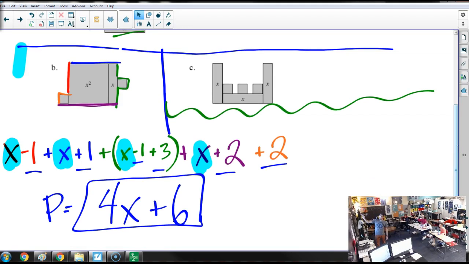So in C, try it on your own. Don't even talk to your partner. Try C on your own. What's the perimeter? And if you need to build it on your desk, build it on your desk. And then look at it from there.